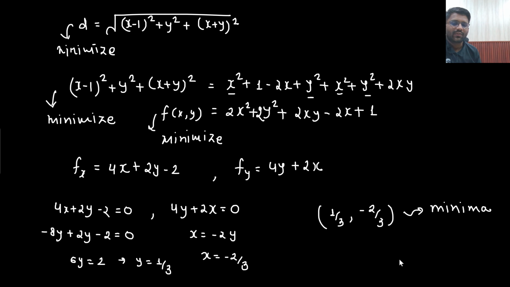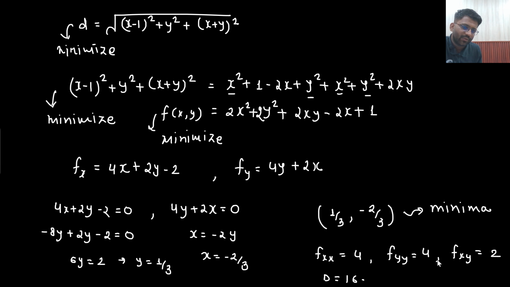How will you check? You will find out the value of fxx. Fxx, what will be fxx? Differentiation with respect to x again. So value will be 4. What will be fyy? Fyy will be 4. What will be fxy? Differentiation of this with respect to x, that will be 2. What is the value of d? Value of d is coming out to be 16.